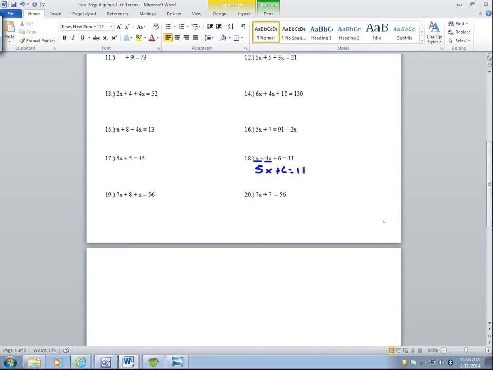Now what do we got to do here? First thing we're going to do is subtract what? The 6 from both sides. So now we have 5x equals 5. Divide both sides by 5. X equals 1. Yeah, we did. Okay? With that minus 6. But you're exactly right. You do the opposite.